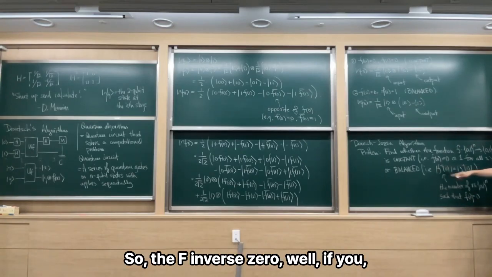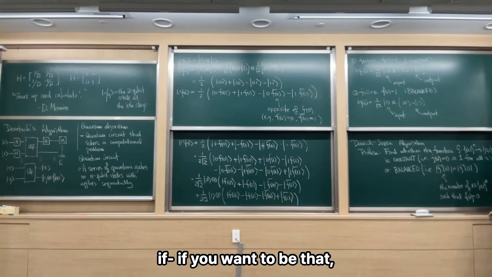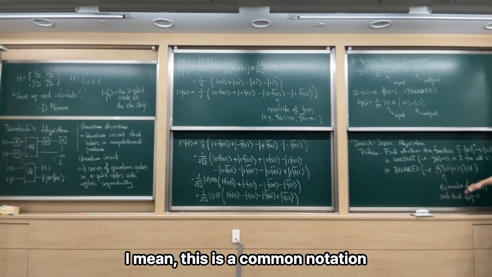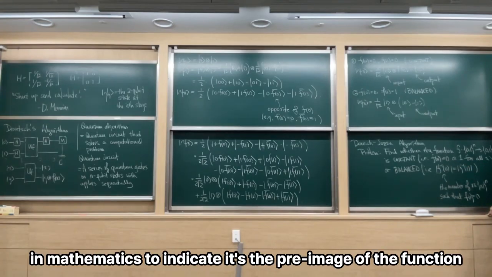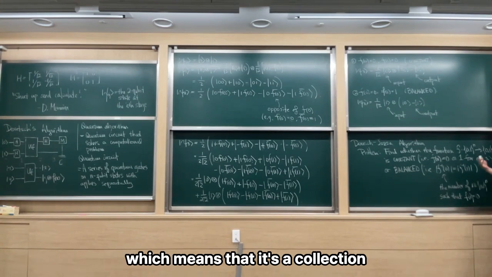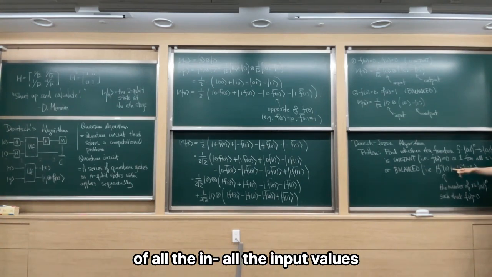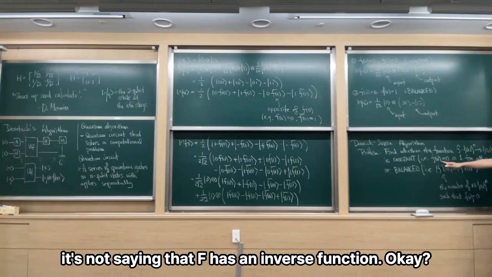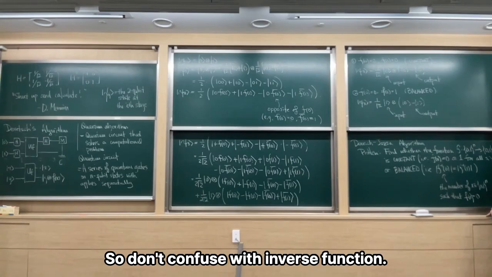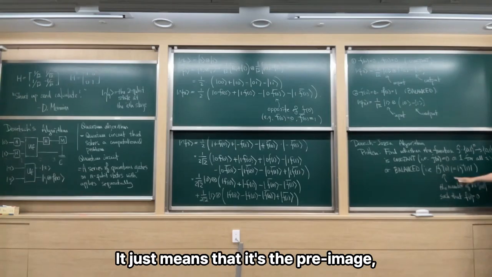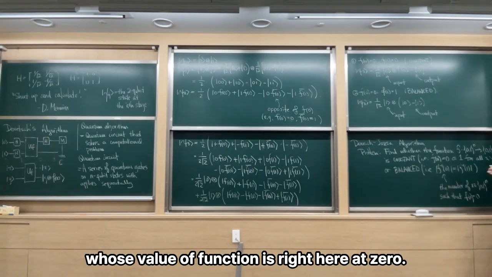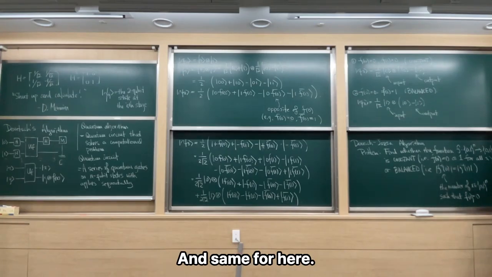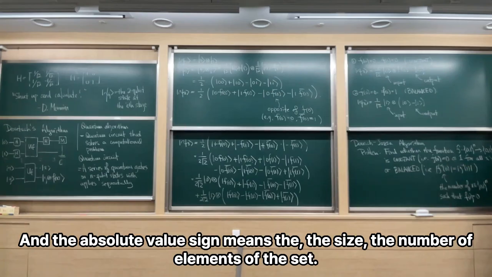The f inverse of 0, well, this is a common notation in mathematics to indicate the preimage of the function, which means it's a collection of all the input values whose output is 0. It's not saying that f has an inverse function. So don't confuse it with an inverse function. It just means the preimage, the subset of the domain whose value of the function is 0. And same for here. And the absolute value sign means the size, the number of elements of the set.